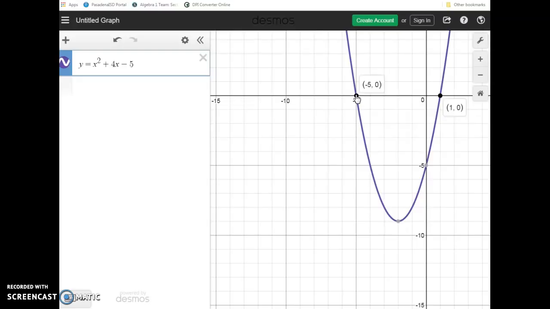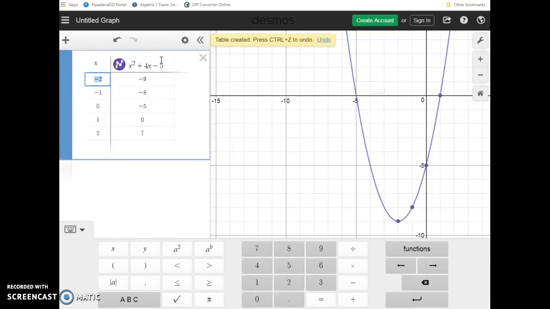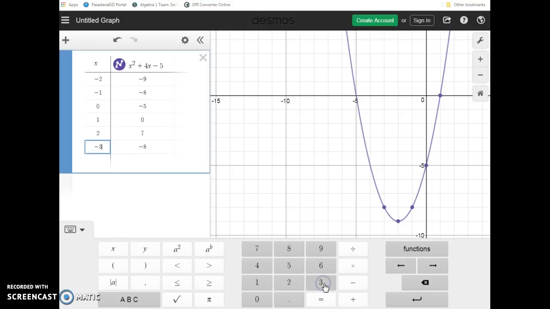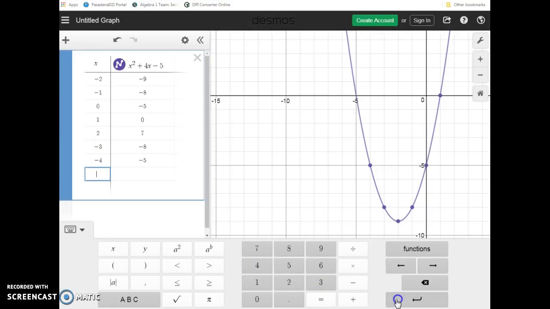So you're going to need a table. There's more points. Here's a y-intercept. Here's a vertex. There's another point right here, -4, -5. And if you want, you can add the table. So hit the settings table. So it opens up more points. You can even type more if you want. -3, enter. -4, enter. -5, enter. Okay, just so more points can pop up on your graph.